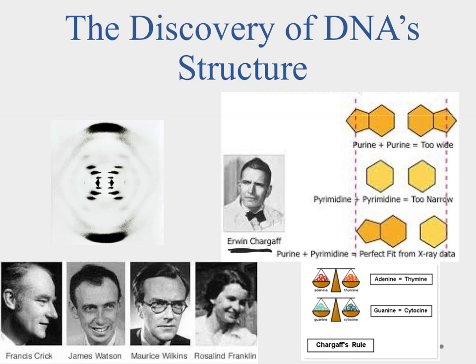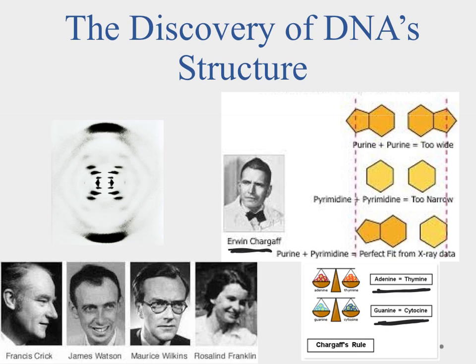What Erwin Chargaff realized was that when he took DNA and he broke it down and measured its components, he realized that the amount of adenine was always equal to the amount of thymine. He also found that the amount of guanine is also equal to the amount of cytosine. And when we look at the structure, we'll kind of see how that starts to work out.